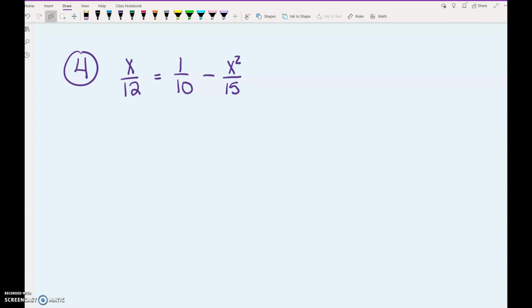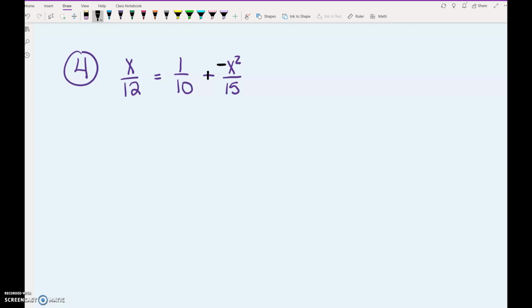Okay, we're going to do number 4 from the worksheet together. I feel like that would be helpful. One of the things that I want you to notice, first of all, is that it says minus x squared over 15. It'd be a really good idea to change that to plus a negative x squared over 15. Just get that negative with the x squared so that nothing crazy happens.